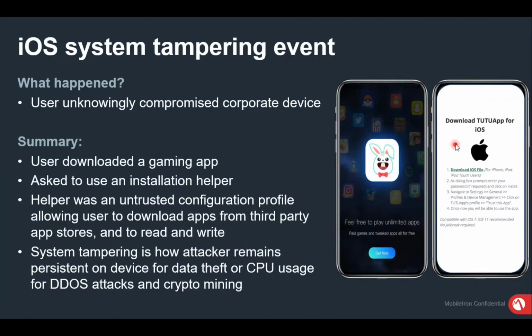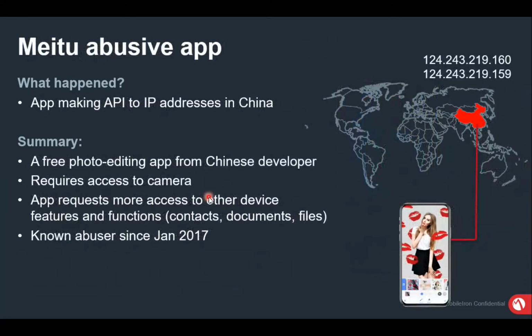Similarly, this is another typical example. There is an app called Tutu. This happened a couple of months back, and it is actually a gaming app, not available in the app store. The moment a user tries to download or sideload this app, it tries to read and write data from other applications installed on the same device. Similarly, there is the Meitu abusive app, which originated from China in 2017. This app tried to read contacts, documents, and files and send them to the hackers' servers.